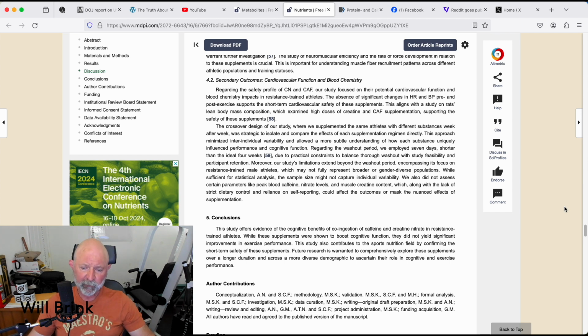Future research is warranted to comprehensively explore these supplements over a longer duration and across a more diverse demographic to ascertain their role in cognitive and exercise performance. So again, if you want all the details, read the paper. I don't see a point in wasting time sitting here and popping out all the details. You've got the basics, the importance of it.